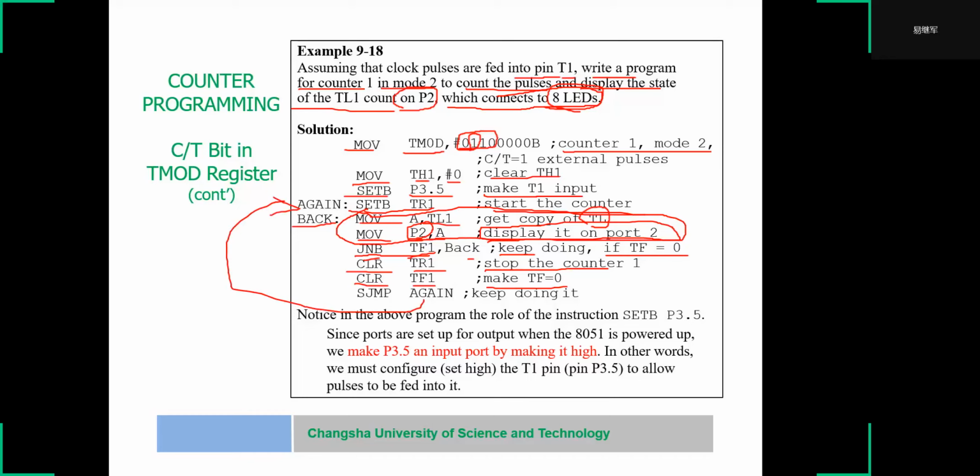Here is the example. Use counter 1 as model 2. This example needs an LED display under the extra pulse. We will simulate this program next time. So much for today.